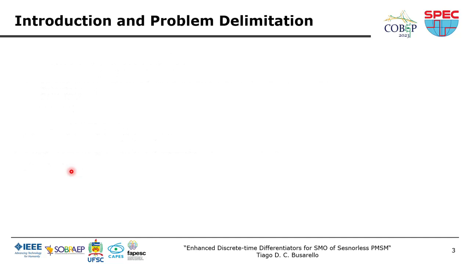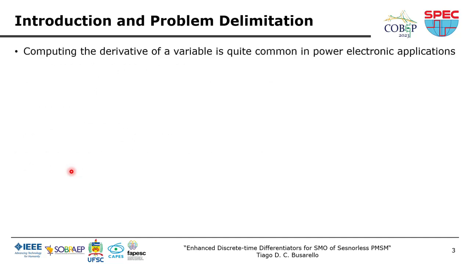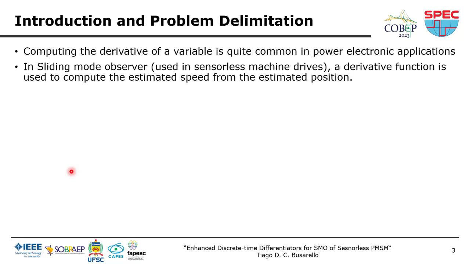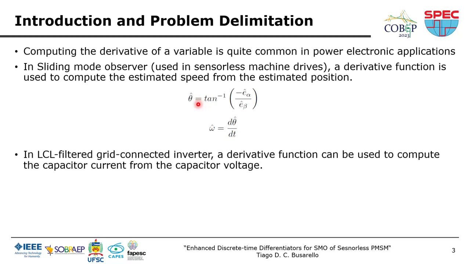Introduction and problem delimitation. Computing the derivative of a variable is quite common in power electronics applications. In sliding mode observers, usually employed in sensorless machine drives, a derivative function is used to compute the estimated speed from the estimated position. At the end of the sliding mode observer algorithm we have the estimated rotor position, and then we can compute the estimated speed by computing the derivative of the previous equation.